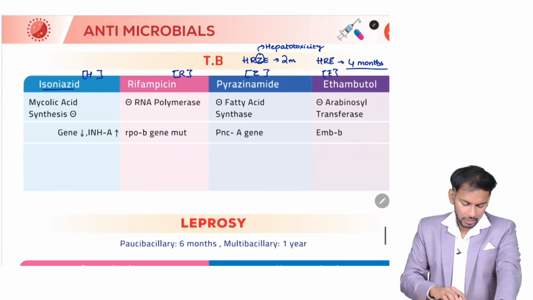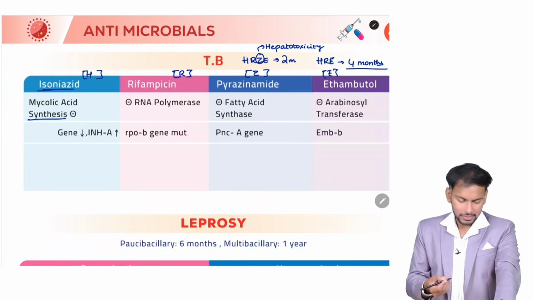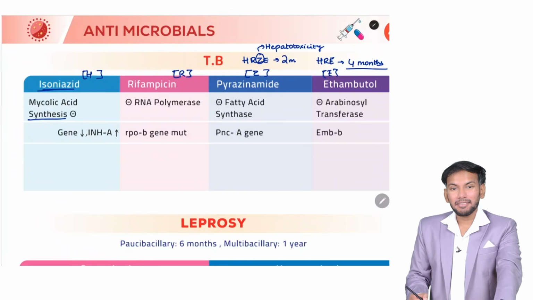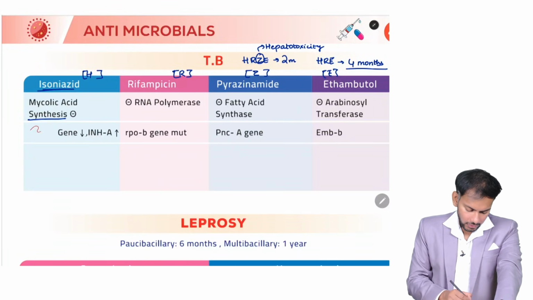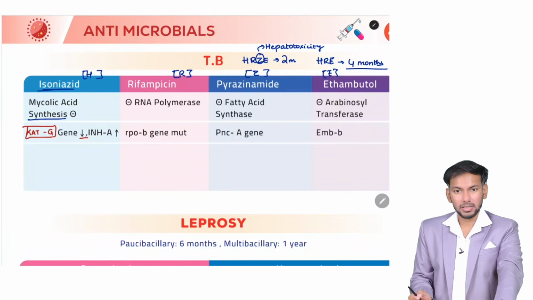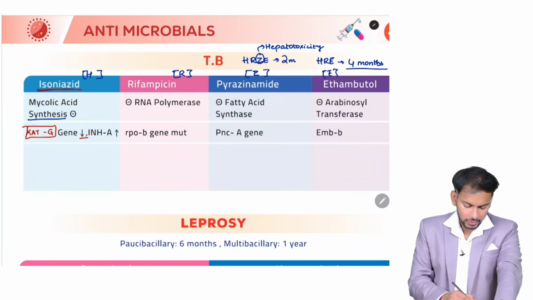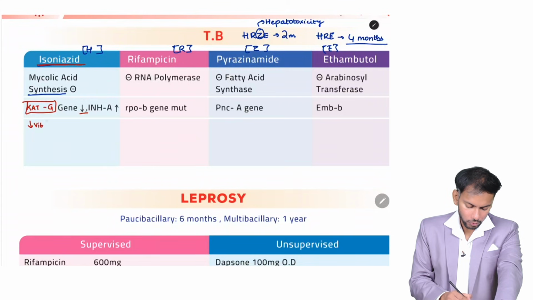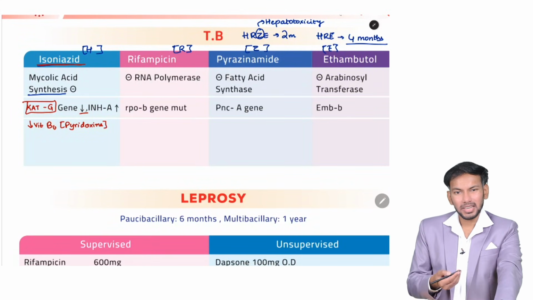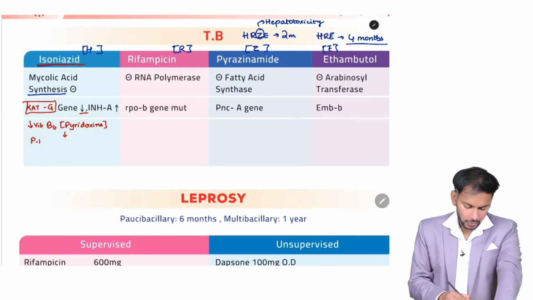Now, first we will start with the isoniazid. It will block the mycolic acid synthesis. Now, we will have resistance to isoniazid if the CATG gene is reduced. Please remember this. Now, isoniazid will decrease vitamin B6, that is also known as pyridoxine. Because there is reduction in pyridoxine, it will cause something known as peripheral neuropathy. Yes, it can cause memory issues. It might even cause seizures. So these are the side effects I want you to remember with isoniazid.